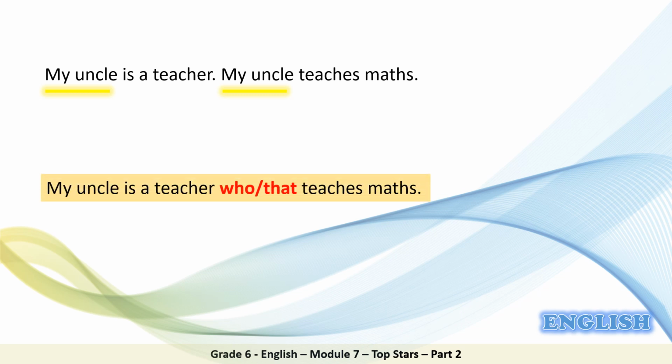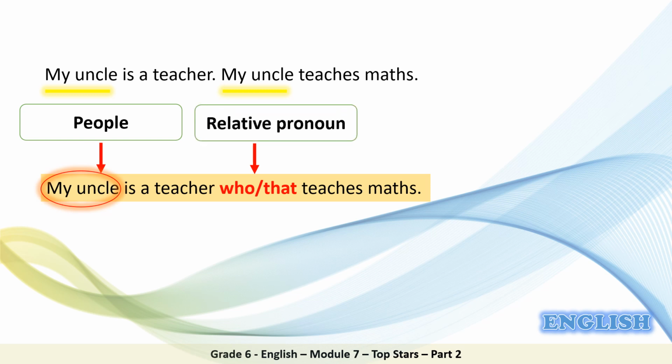Thank you. Now let's read the new sentence. My uncle is a teacher who or that teaches math. What did we do here? Correct. We used this word to refer to my uncle. So we replaced the word my uncle in the second sentence with who or that. And the meaning is still the same. My uncle is a name of person or people. What about who or that? What do we call it? Yes, it's a relative pronoun.